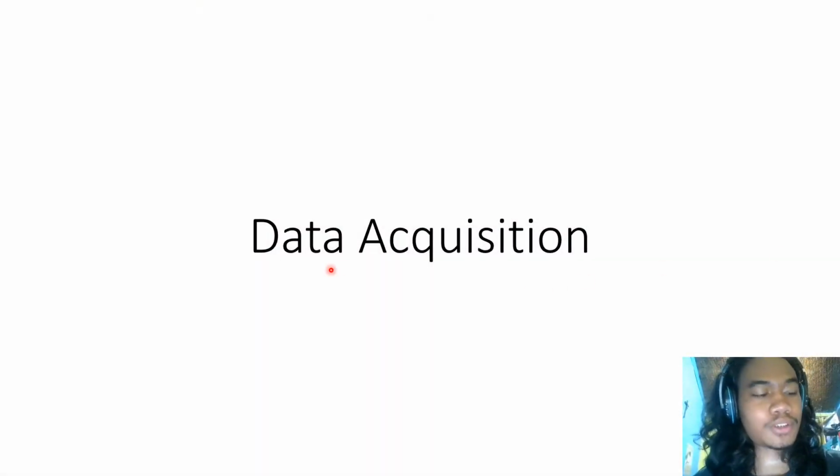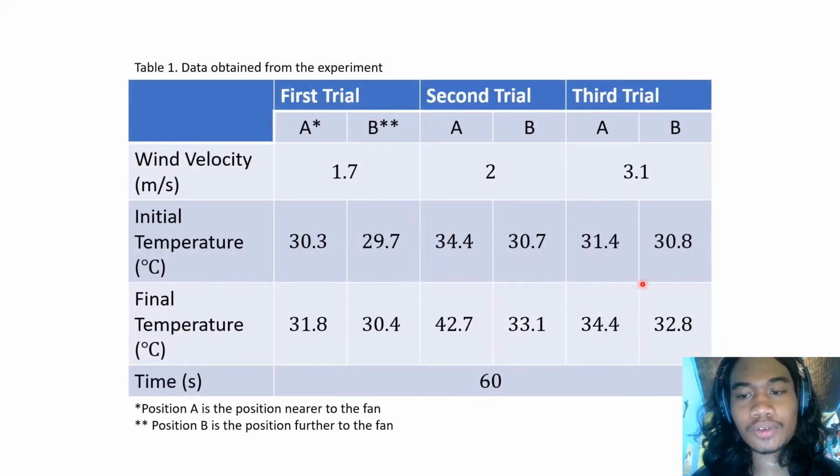After we finished the experiment, we take all the data: the time interval, the temperature at each position, and the wind velocity. These are the data obtained from the experiment. This is the first trial, second, and third. This is position A, which is nearer to the fan, and position B is further from the fan. This is the wind velocity, the initial temperature for each position, the final temperature, and the time interval, which is around 60 seconds from initial to final temperature.